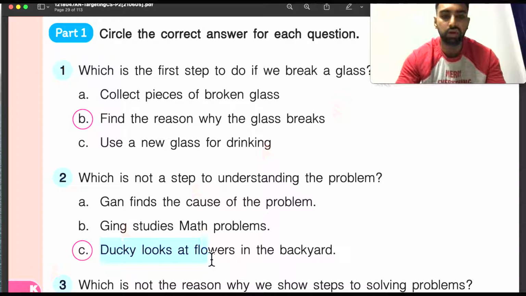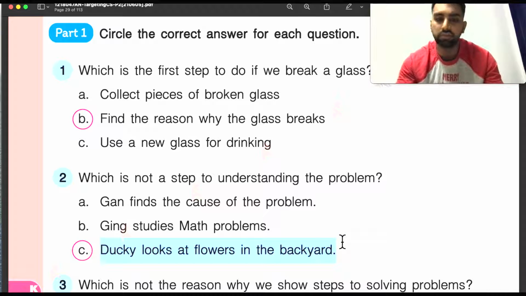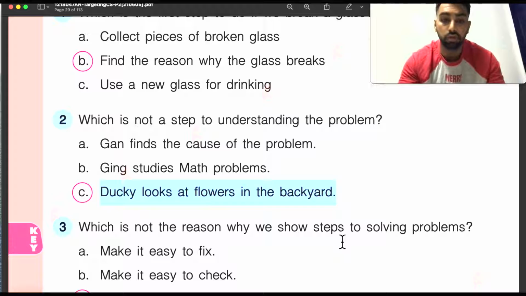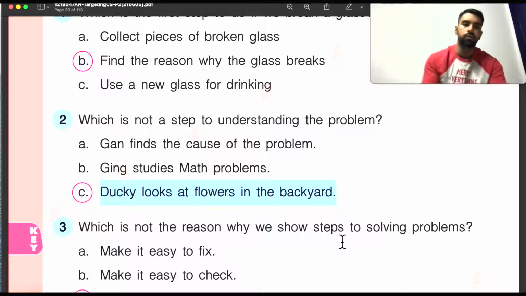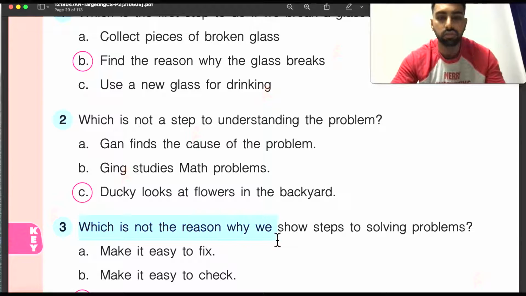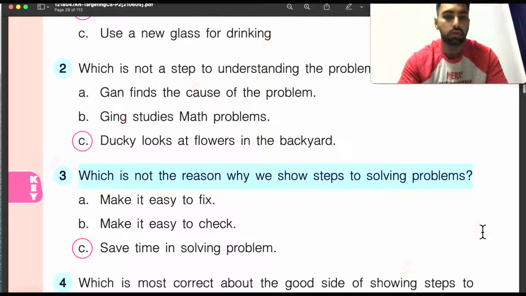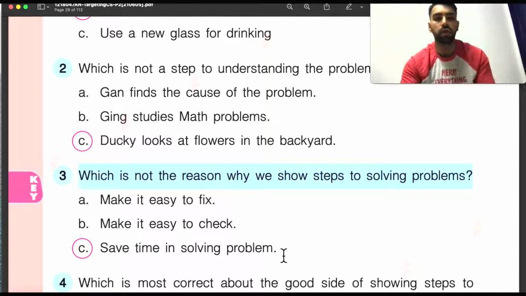Ducky looks at flower in the backyard. So this is not a problem-solving step, because if she's just looking at it, it's not a step of solving a problem. All right, number 3: which is not the reason why we show steps to solve the problem? Save time in solving problems. All right, so this is not the reason to save the time.